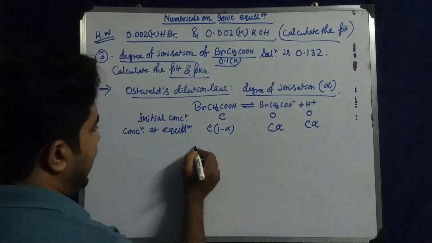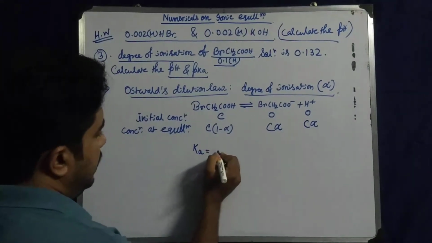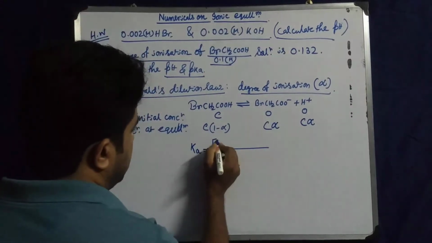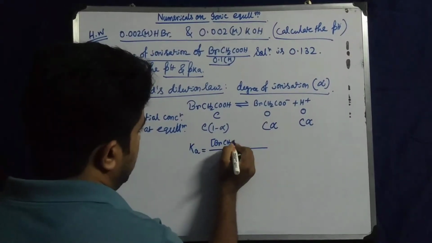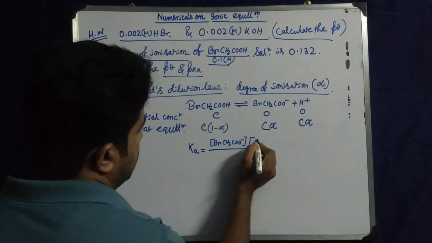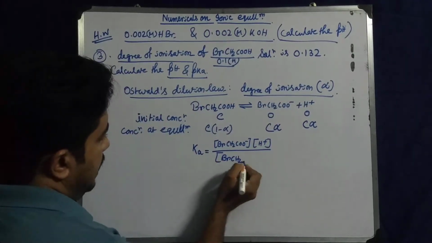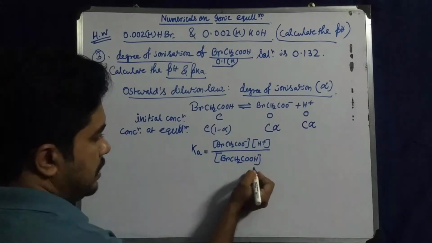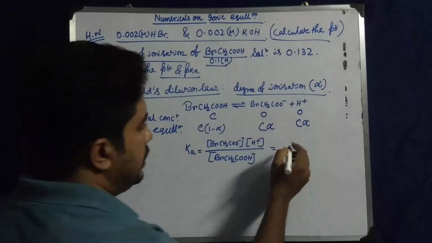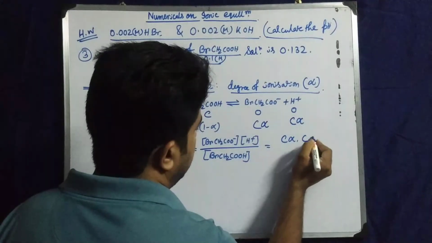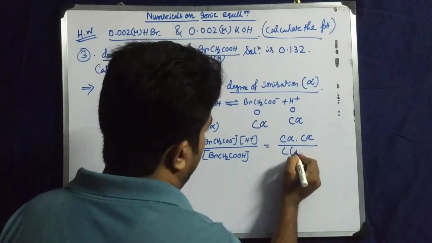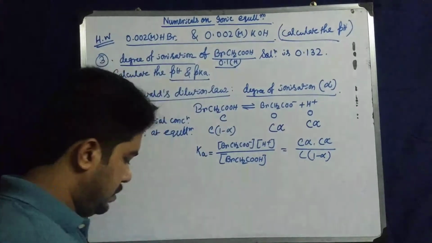How can we represent the Ka? So Ka will be the concentration of BrCH2COO minus, then concentration of H plus, divided by the concentration of BrCH2COOH. That's all. So if we put the values over there, what will we get? C alpha into C alpha, over C into 1 minus alpha. This one we will get. Okay.